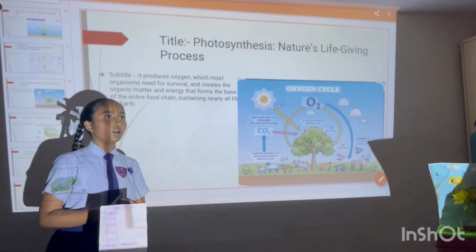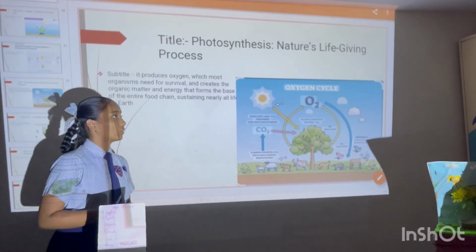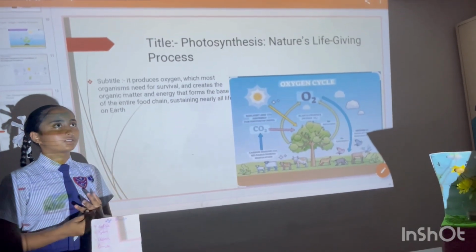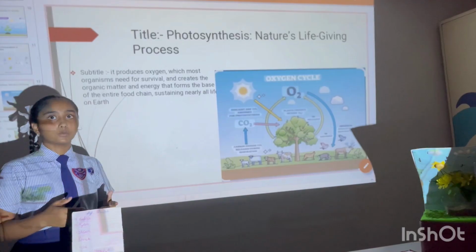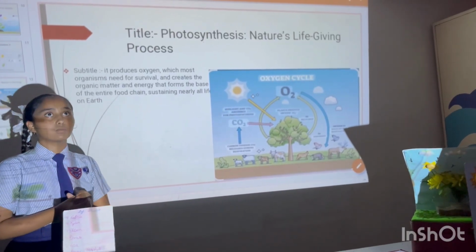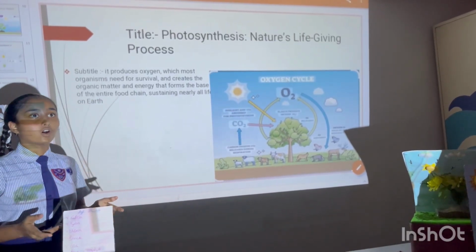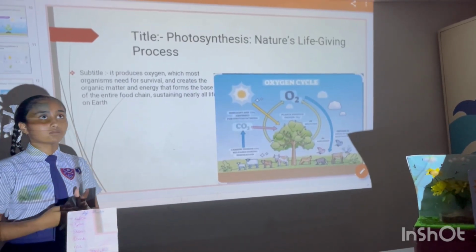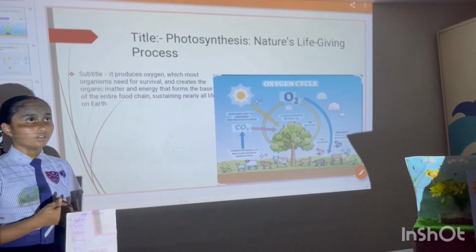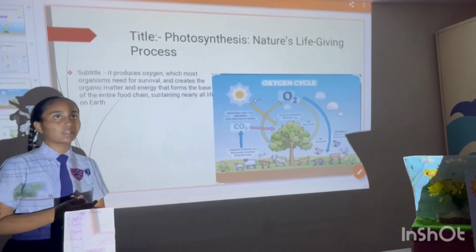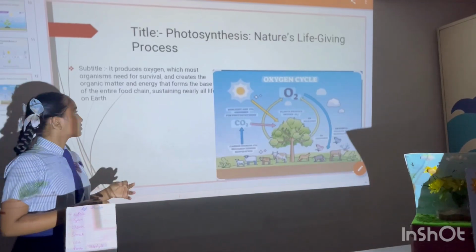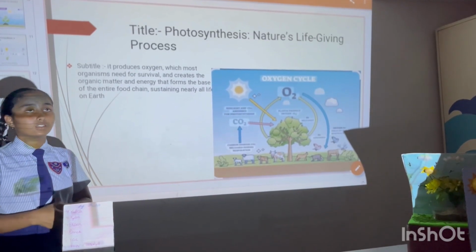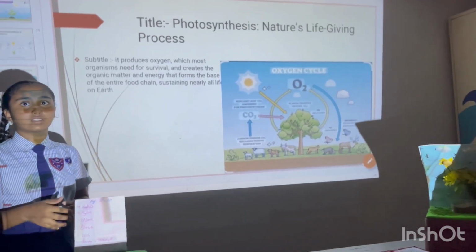Life on earth would not be possible without it, making it the foundation of all ecosystems and maintaining the balance in nature.